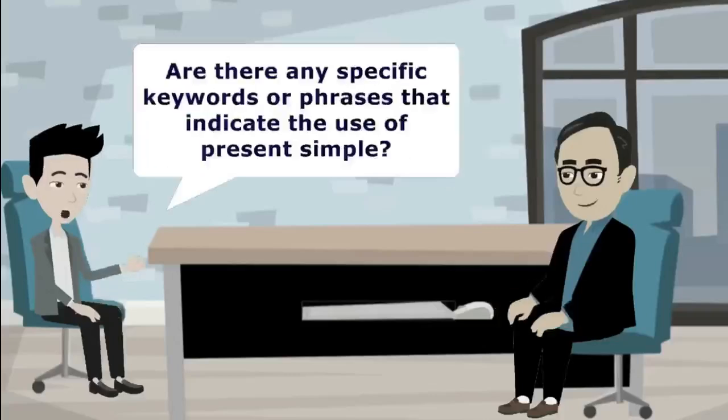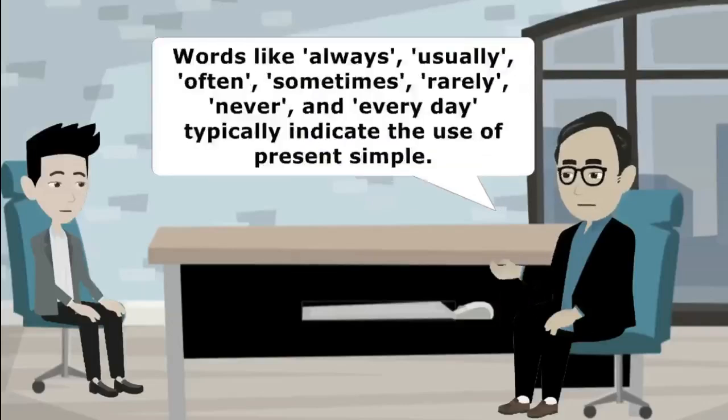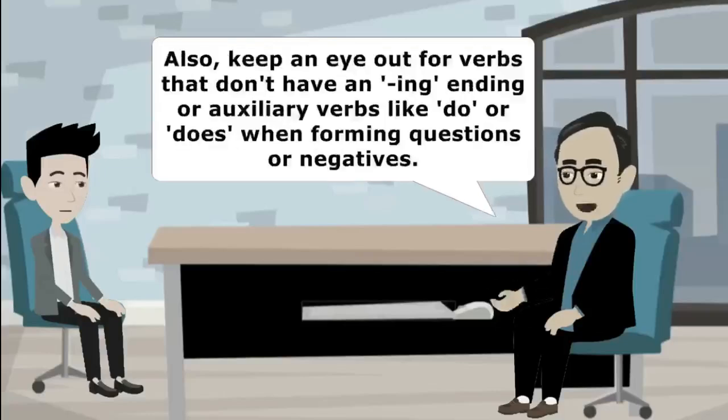Are there any specific keywords or phrases that indicate the use of present simple? Yes, there are some signal words that often accompany the present simple tense. Words like always, usually, often, sometimes, rarely, never, and every day typically indicate the use of present simple. Also, keep an eye out for verbs that don't have an ing ending or auxiliary verbs like do or does when forming questions or negatives.